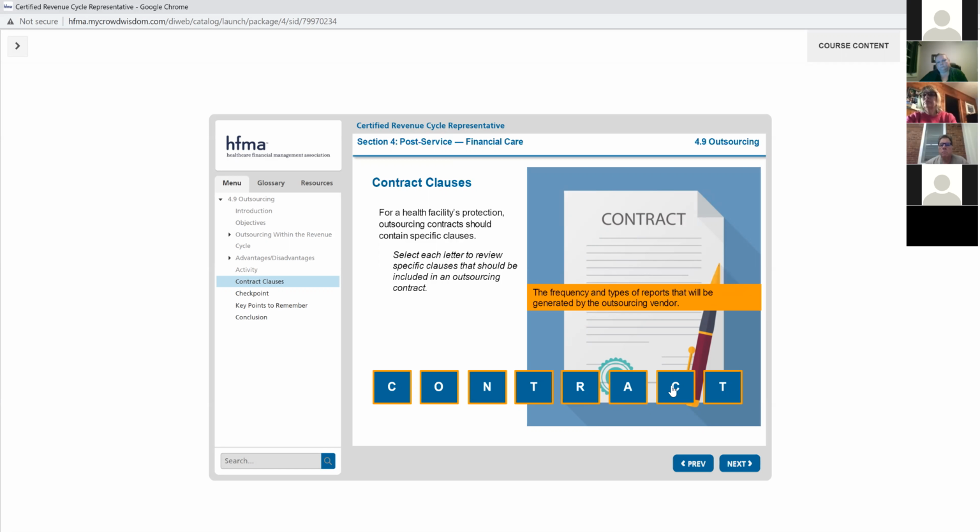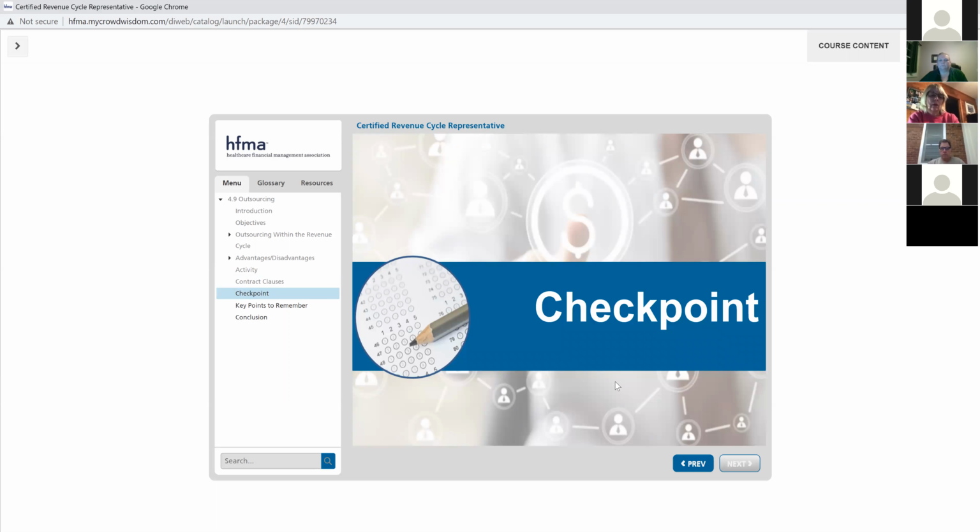Frequency and types of reports that will be generated by the outsourcing vendor. And a statement on how the vendor is expected to protect the confidentiality of all information that comes into its system. So again, just make a note there, but these are all very important to have in your contracts with any vendors you may partner with.